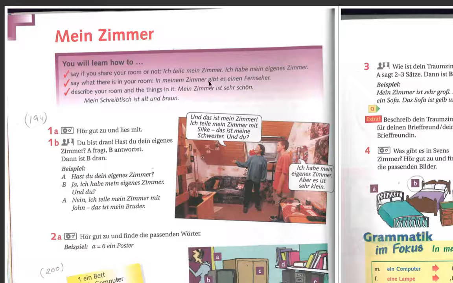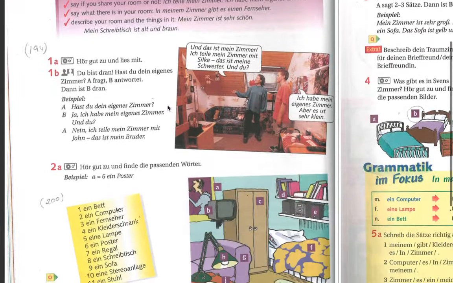So remember there I told you that verbs like haben and all the other verbs take an en, einen for der words, eine for die words, and ein for das words. So ich teile mein Zimmer, share my room, or the word for "or" in German is oder. Ich teile mein Zimmer oder ich habe mein eigenes Zimmer. Mein Zimmer ist sehr schön. Mein Schreibtisch ist sehr alt. Okay. Und das ist mein Zimmer.